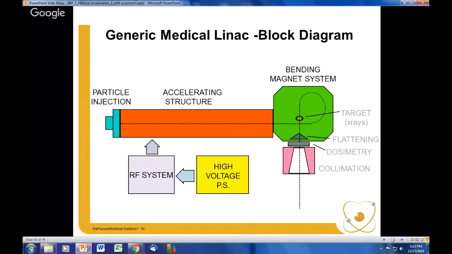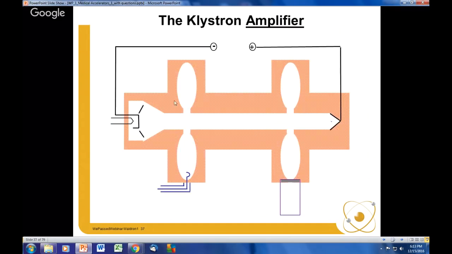So thus far, we've talked pretty much strictly about accelerating structures within our generic medical LINAC. Back to this block diagram again. So I'm going to go on to RF system, which is my generic label for our source of accelerating potential. I've talked about electromagnetic waves going into accelerating structures, and so now we need to talk about where those are coming from. There are 2 types of commonly used sources of electromagnetic waves, or RF, or microwaves, in medical LINACs.